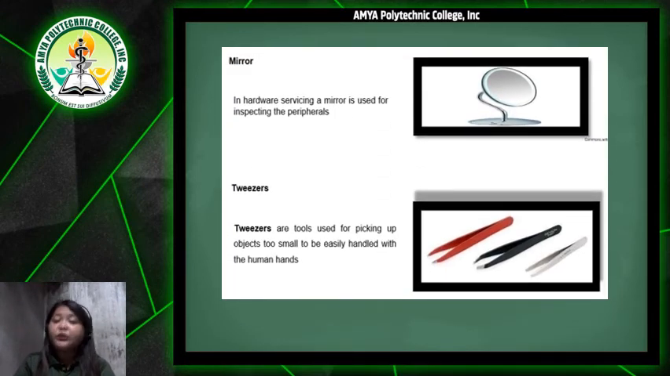Next, we also have the mirror. In hardware servicing, a mirror is used for inspecting the peripherals. Then we also have tweezers. Tweezers are tools used for picking up objects too small to be easily handled with the human hands. Ito yung mga ginagamit like sa mga maliliit na bagay.